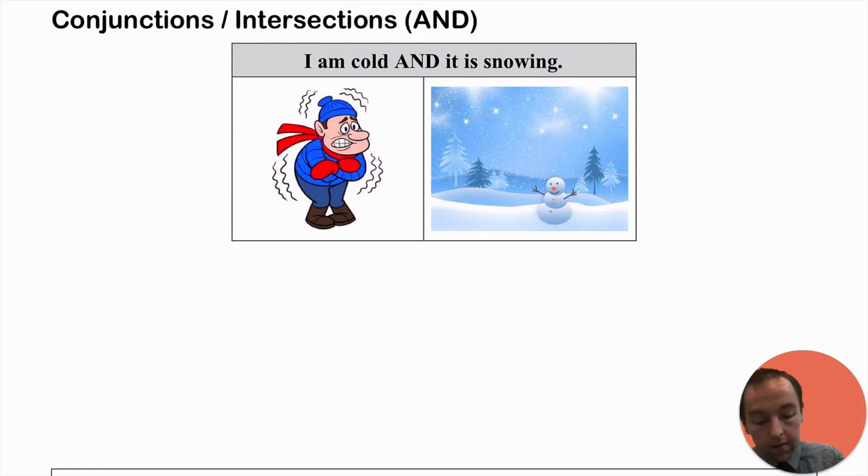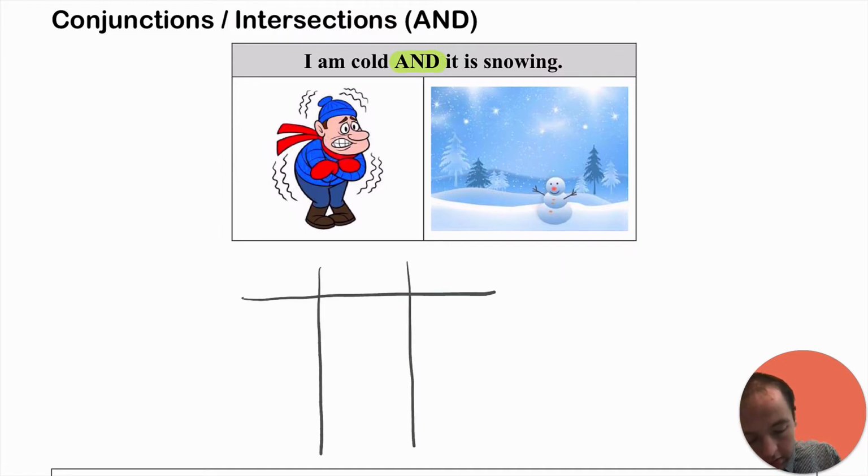You can see a statement right here that says, "I am cold and it is snowing," really emphasizing the word "and," that particular conjunction. It's really important that we understand what the word "and" means. So I'm going to create a table, a truth table. For the label of the first column I'm going to put C, which stands for the cold aspect of the sentence. And for the second column, I'm going to put S for the snowing aspect.